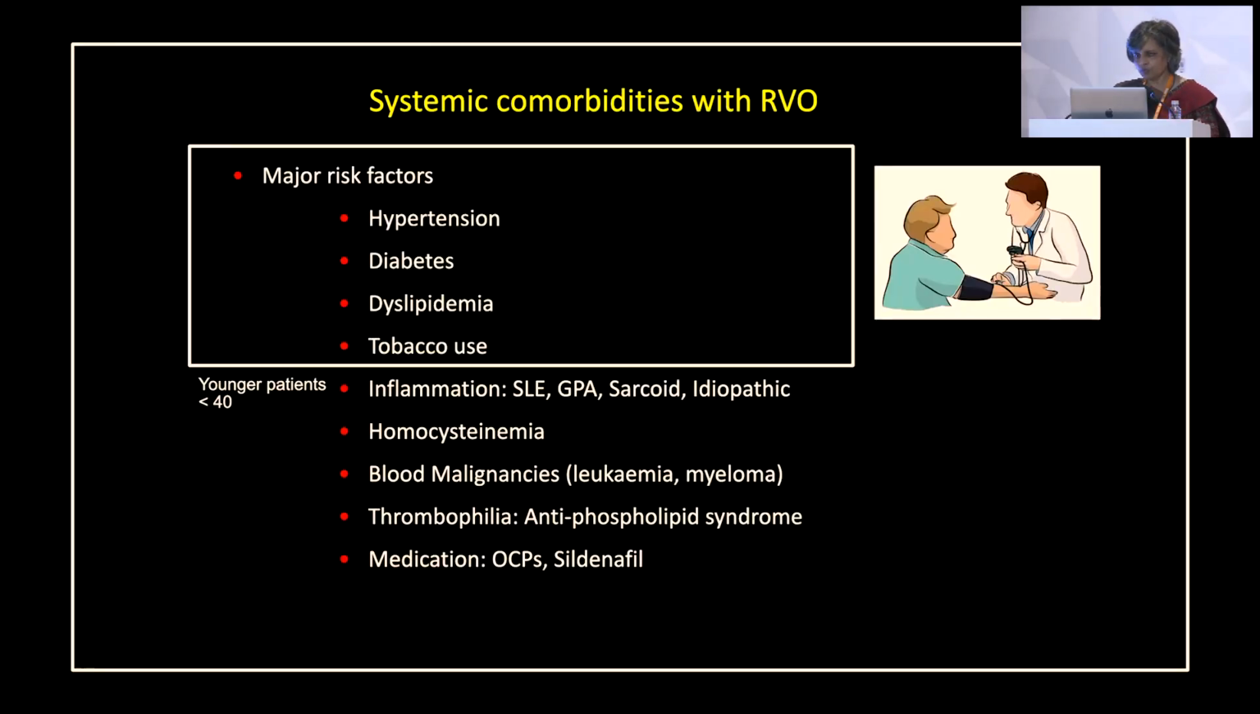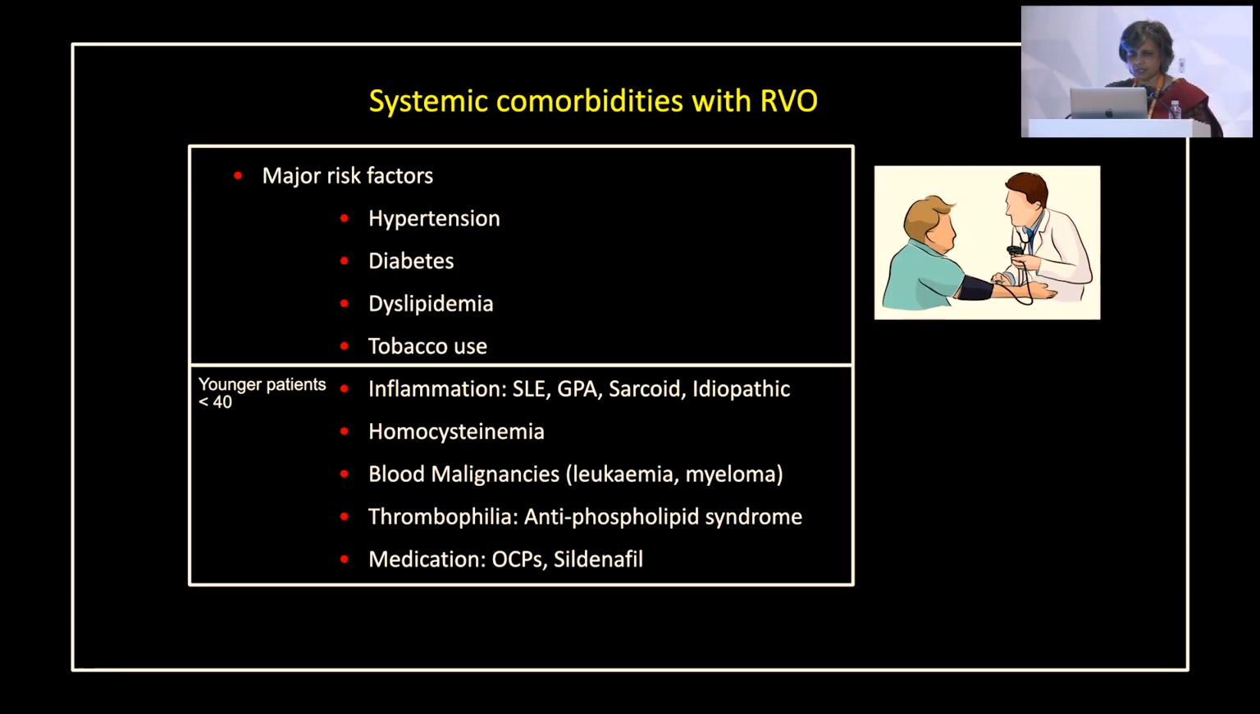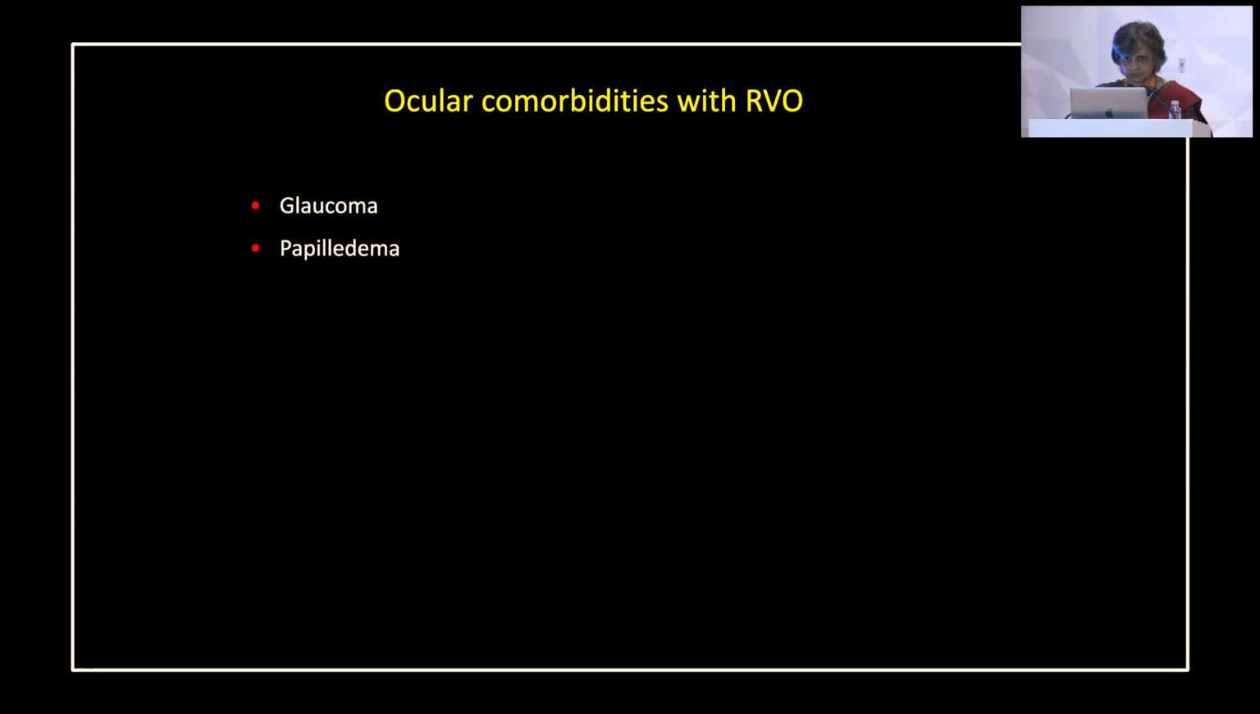So when we see a patient with retinal vein occlusion, it is most important to look for these four major systemic comorbidities and address them. Otherwise, there is no point in local treatment. And in younger patients, look for inflammation, homocystinemia, blood malignancies, antiphospholipid antibody syndrome, and very importantly, medication like oral contraceptive pills and sildenafil. Unless we look at this, there is no point in starting injections.